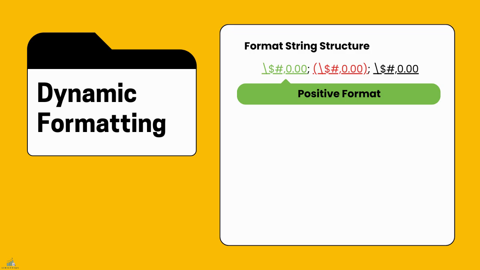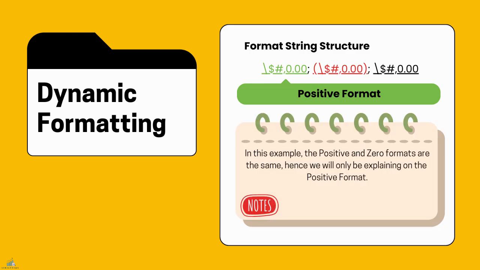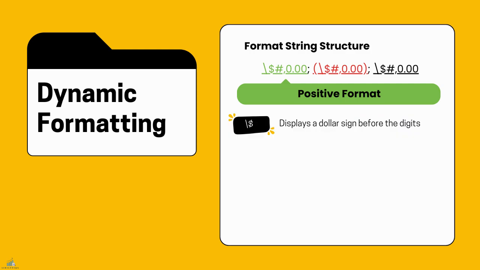Now, let us start with understanding the positive format first. In this example, the positive and zero formats are the same. Hence, we will only be explaining the positive format part. The dollar sign here means that there will be a dollar sign displayed in front of the digits. The hashtag is a placeholder for the digits. It does not display extra zeros.